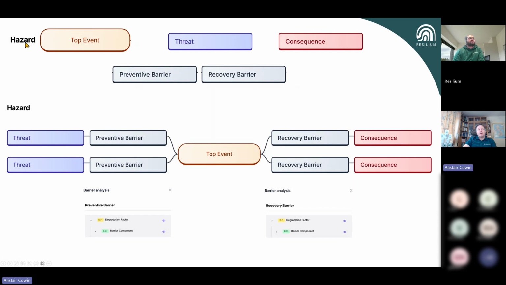So those are the core building blocks of the diagram. We start with the hazard and the top event. These things go together. We understand our consequences. We understand our threats. We have the really high value preventative barriers, and we have the really useful and essential recovery barriers that make that smaller or put us back in control. And then we have an understanding of how our barriers, whether they're preventative or recovery barriers, can be degraded, or importantly, how we actually achieve the effects that we're looking for to make those happen.